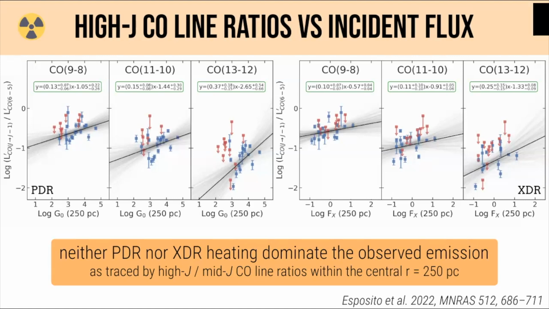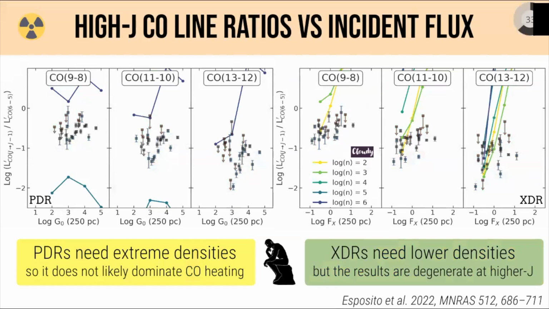We also tried to compare these results with some models made with Cloudy, and these are the results. Mainly, these are the same plots as before, but I overplotted these colored lines, which are Cloudy models at fixed gas densities, given by the color of the line, going from yellow at 10 to the 2 to purple at 10 to the 6 centimeters to the -3, at different far ultraviolet or X-ray fluxes, which is on the x-axis. What we could see is that the observed line ratios can be reproduced by PDR models only by assuming very high density, between 10 to the 5 and 10 to the 6 centimeters to the -3, while for XDR models, we can reproduce them also with lower gas density.